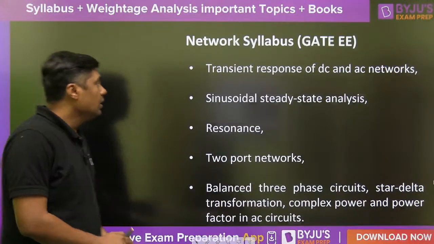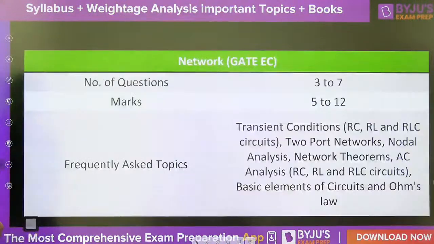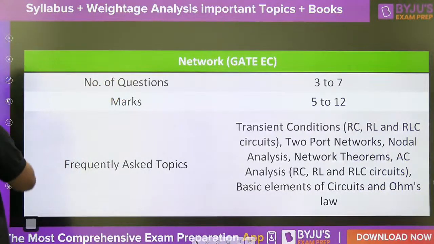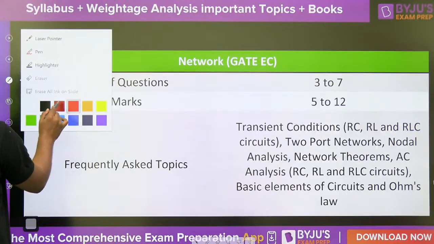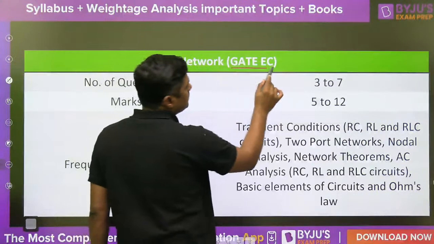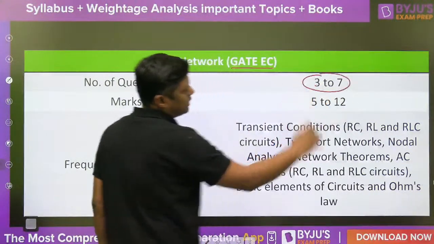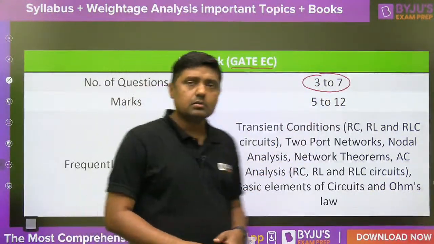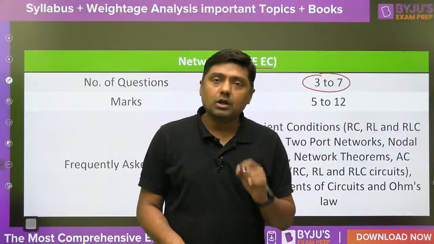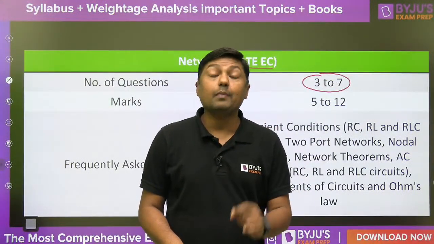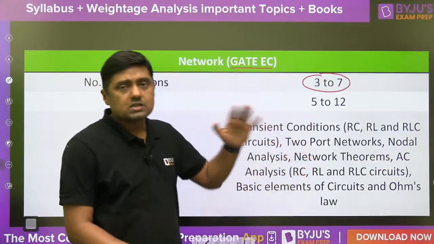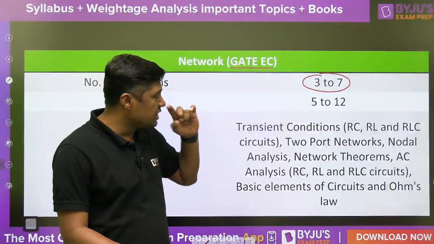Now, that is the syllabus for network for electrical and electronics. Then what about the weightage, guys? Watch this. Number of questions in electronics: 3 to 7 from the network. And remember, there are 3 types of questions: numerical answer type question, multiple choice question, that is MCQ, and MSQ, that is multiple select questions. This is the average of the last 5 years: 3 to 7 questions.